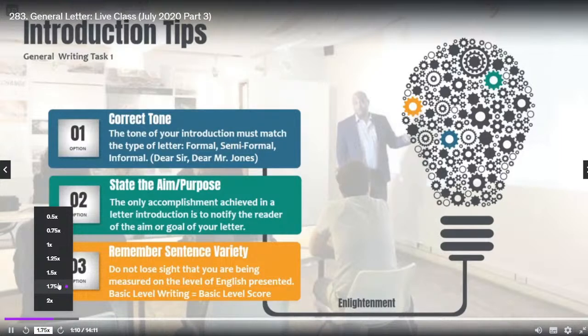Also remember sentence variety. You heard me say that. Don't forget that you are taking an English test. So if you do basic level writing, you're going to get a basic level score. If you do a five-word simple sentence, expect to get a five-word simple score. Right? They are grading your level of writing that you are presenting. You must say the correct information and say it at a high enough level to score above a 7.